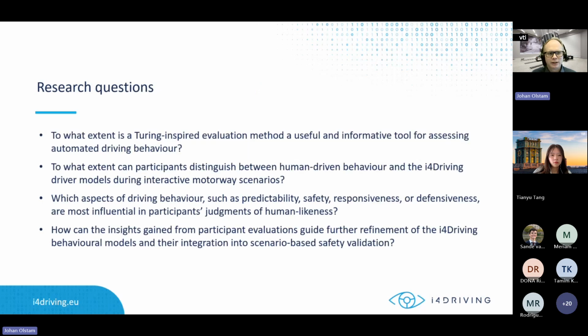So we put up these four main research questions. One related more to the method: to what extent is such a Turing-inspired evaluation method useful to assess driver models or automated driving? The second one is more related to how good the model is: to what extent can participants distinguish between the human driver behavior and the i4 driving model? And also, what are the aspects of driving behavior that make them feel that it's more or less human-like? Is it the predictability, the safety, responsiveness, the effectiveness, and so on? And the last one: how can we gain insights from this in order to guide further refinement of the models?